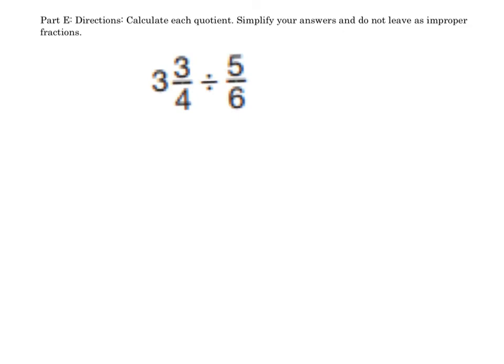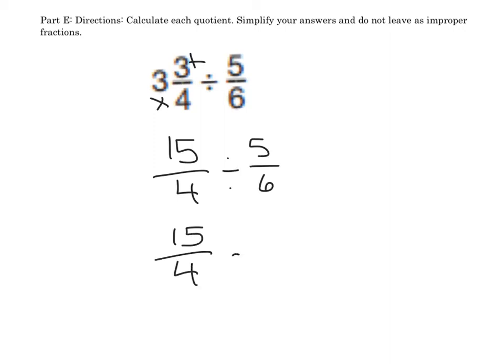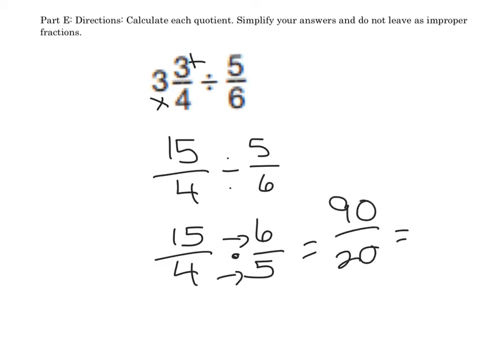Okay, even when you are dividing fractions, you have to change mixed numbers into improper. So first things first, let's change the mixed number into an improper fraction. So 3 times 4 is 12, plus that 3 is 15. So I have 15/4 divided by 5/6. Now we can rewrite this: 15/4 times 6/5. So 15 times 6 gives me 90. 4 times 5 gives me 20. And I know 20 will go into 90 4 times with 10/20 left over. And you should be able to see that that simplifies to 4 1/2.